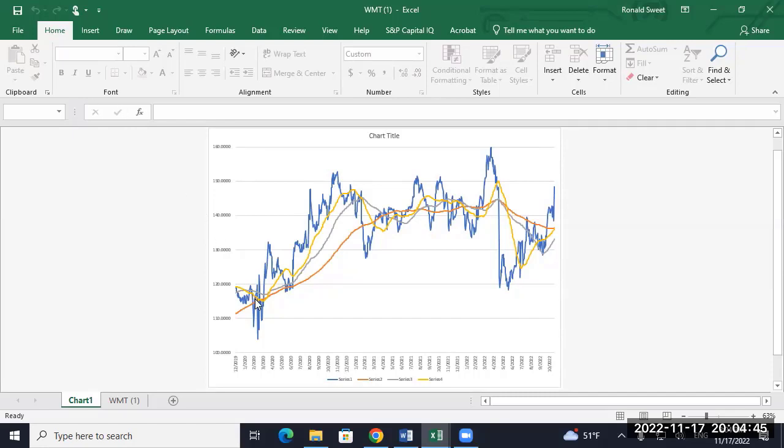So the blue is their actual stock price. The orange is the 200-day moving average. The gray is the 100. And then yellow is the 50. So if you look right there, that was a pretty big day. That must have been when they announced that earnings problem and the inventory problem.